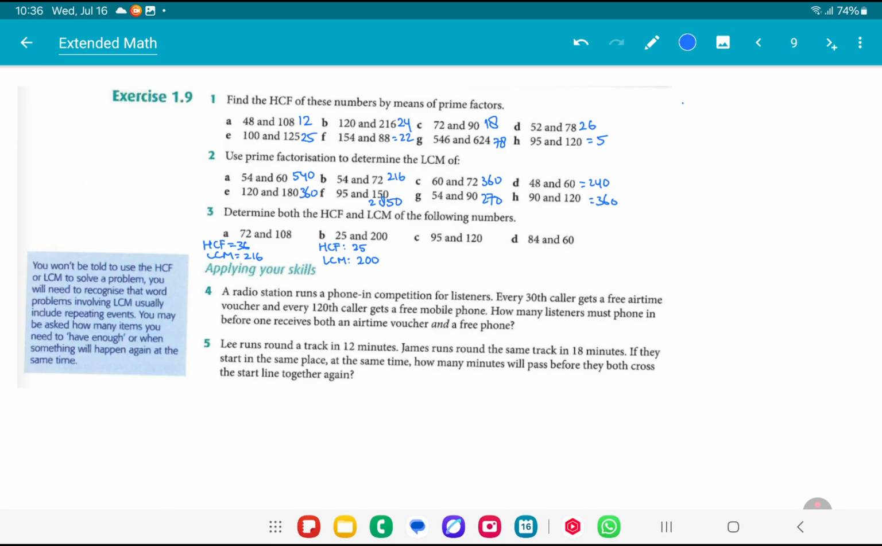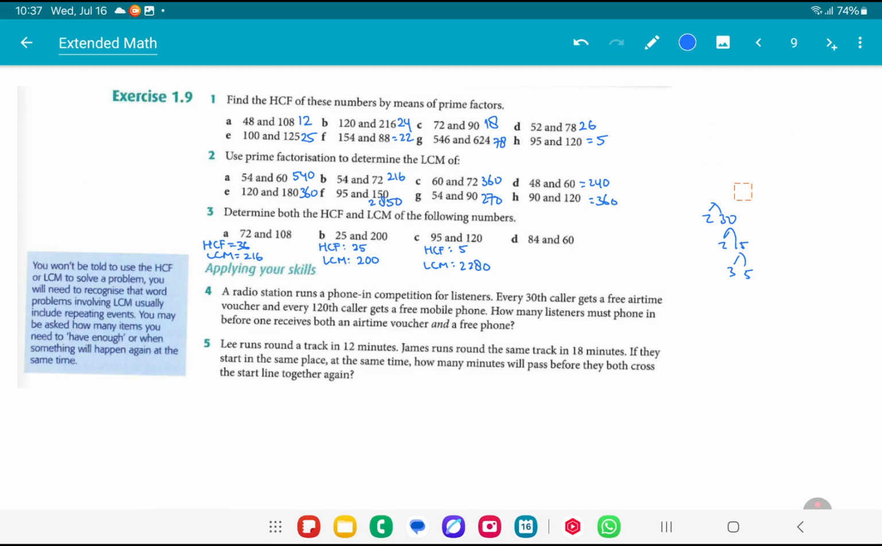Next, for 95, 5 and 19, and 120, 2 and 60, 2 and 30, 2 and 15, 3 and 5. So we get 2 cubed times 3 times 5. So the highest common factor is only 5. And we continue with the LCM, which is 2 cubed, 8, times 3 times 5 times 19, which is 2,280.